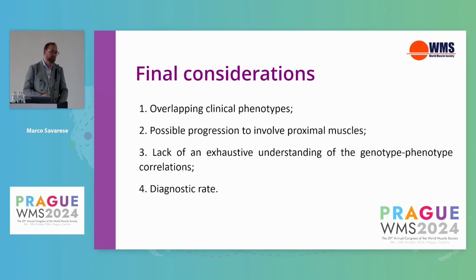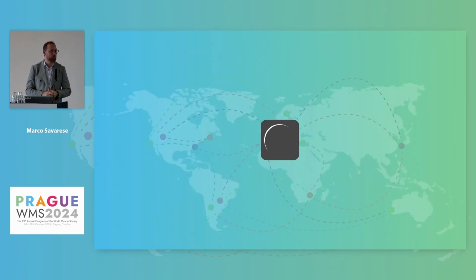And then finally the diagnostic rate. I don't like to talk about diagnostic rate because it's impacted by several factors, but it's true that when you deal with adult patients with distal myopathies, a large part of them, definitely more than 50%, do not have a diagnosis, partly because there are few genes still to discover, partly because we tend to neglect the non-genetic causes of adult onset distal weakness. And thank you so much for the attention.